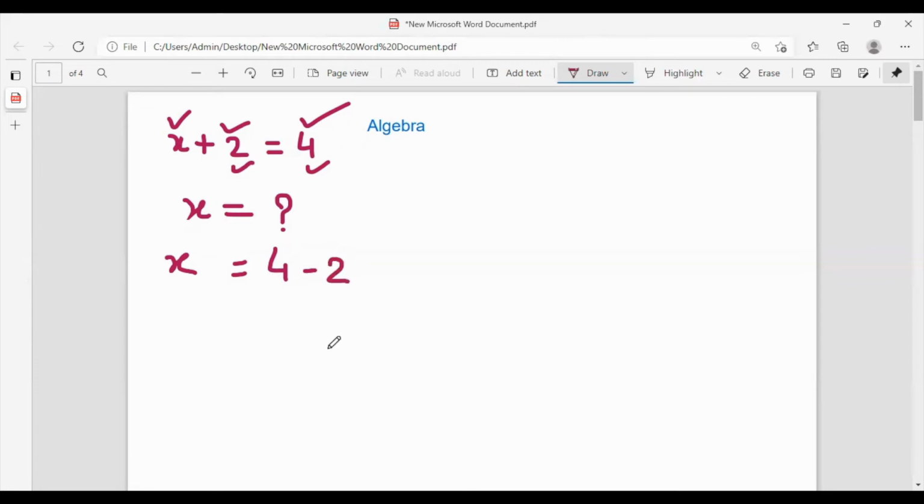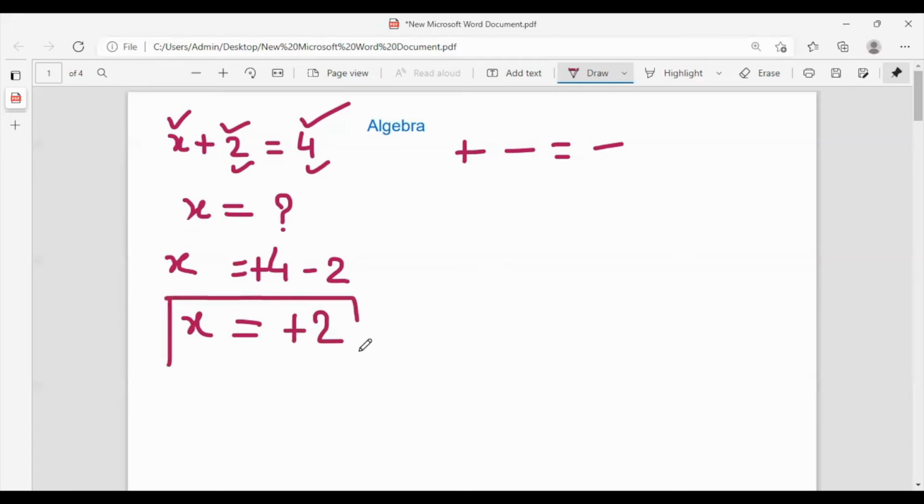and this will become minus 2. Now we know the rule that plus minus is equal to minus. It means which mathematical operation are we going to apply at this step? Minus. It means 4 minus 2 will be 2, but the greater sign will come. Plus is with 4, and 4 is greater, so the sign which is with the greater number will come here. So the answer will become x is equal to 2, or plus 2 we can say.